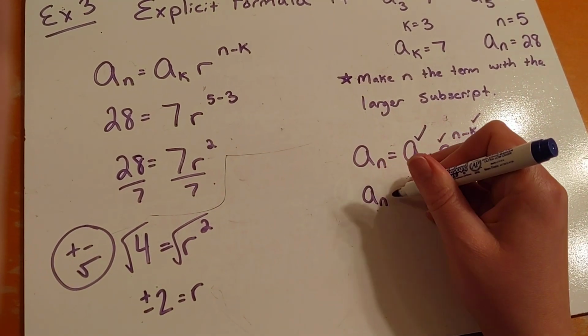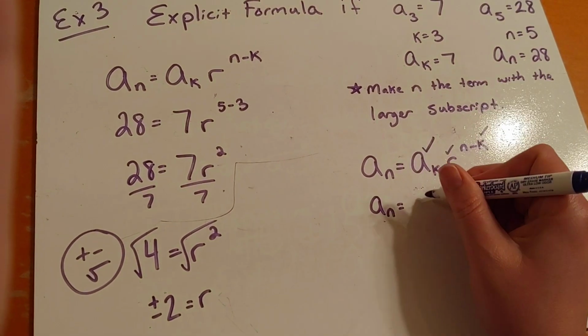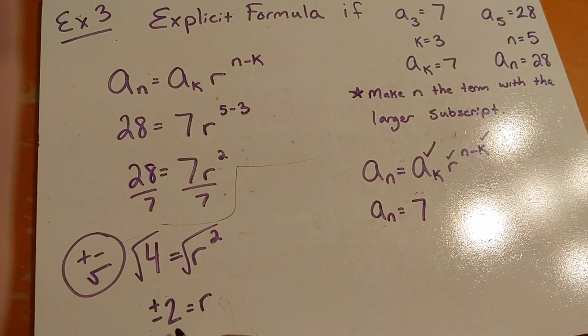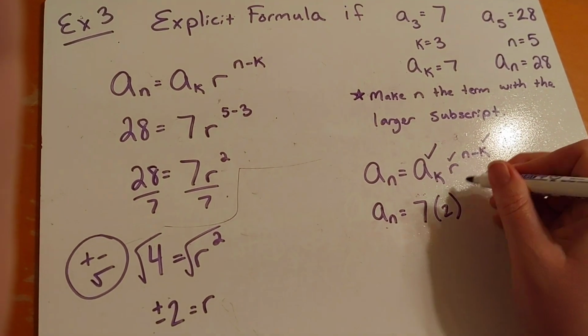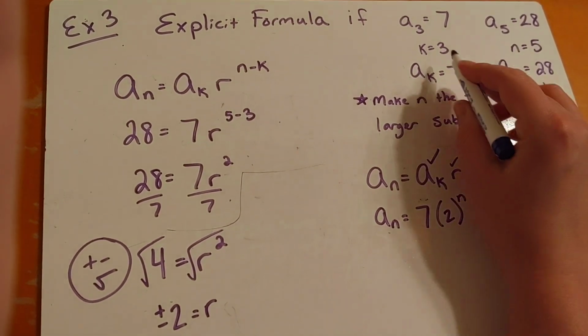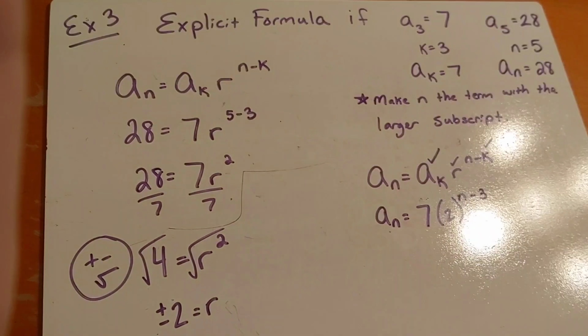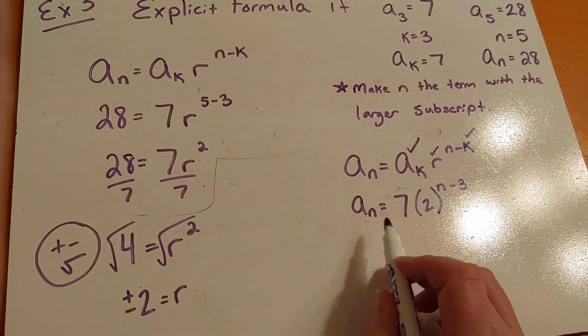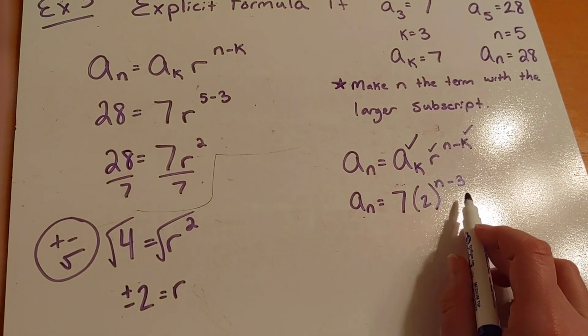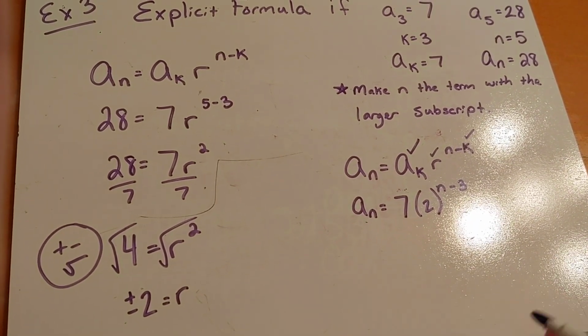So a sub n equals, what was my a sub k? 7. Times, what's my r? I'm going to choose to use positive 2. Times n minus, what was my k? 3. All right. Bunch of algebra classes would accept this as their final answer. I want you guys to go ahead and simplify this.